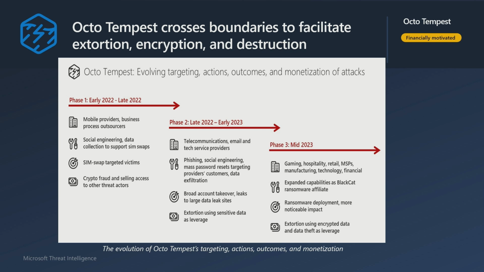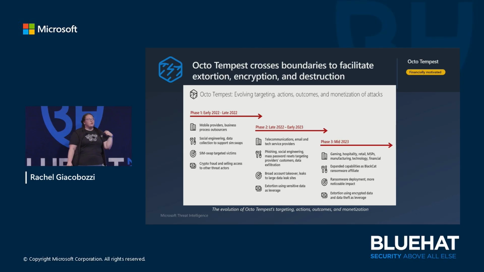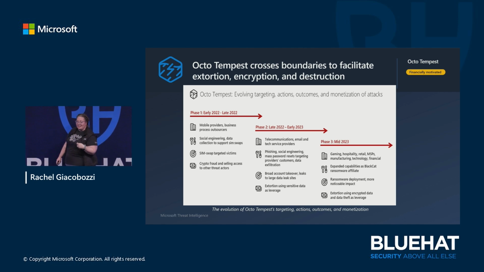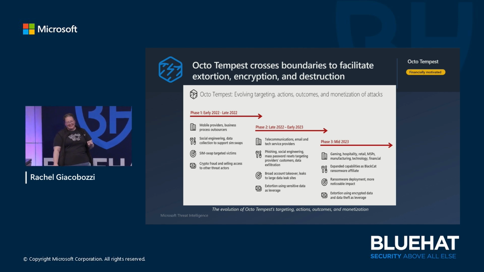In late 2022 to early 2023, we saw them change their targeting. So now they're looking at telecommunications, email, and technology organizations, which we still see them target today. They used phishing and social engineering to conduct a mass password reset campaign, targeting customers that allowed them to conduct data exfiltration. And then from mid-2023 to now, we see them expand their targeting again into gaming, hospitality, retail, MSPs, finance, manufacturing, the list could go on.